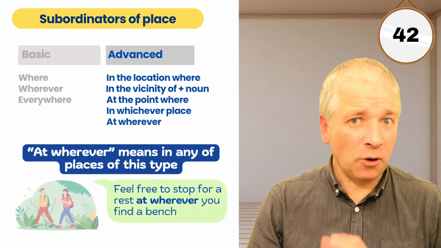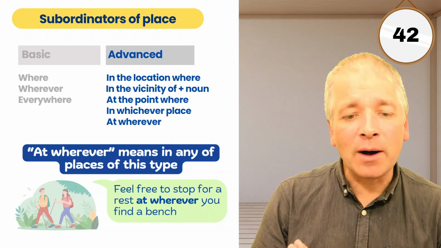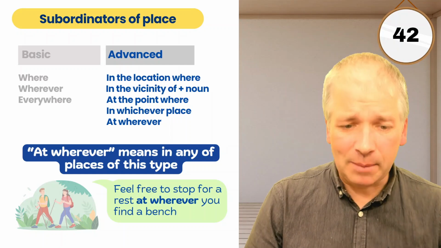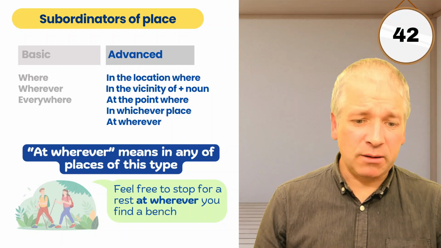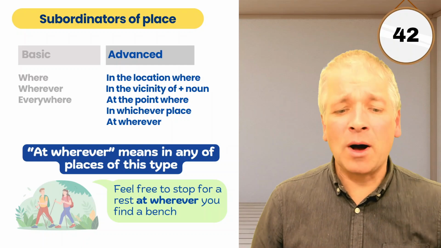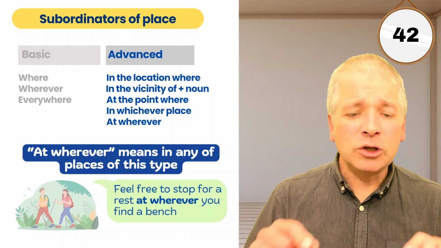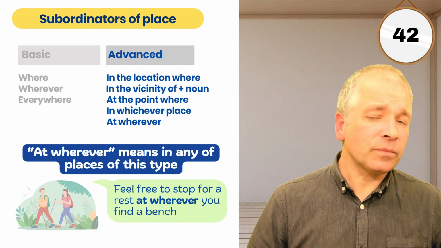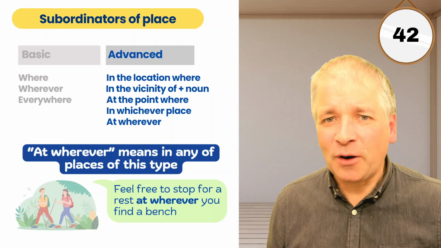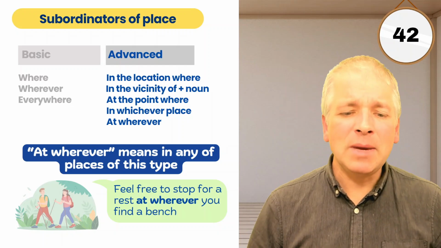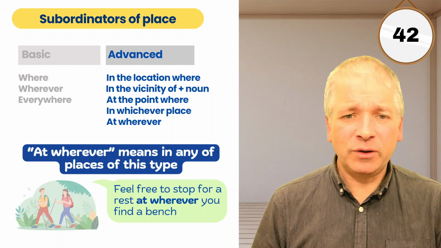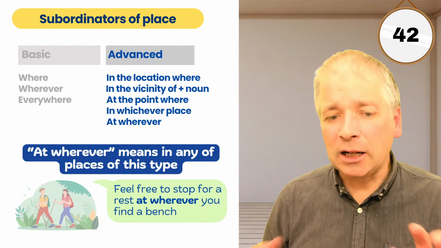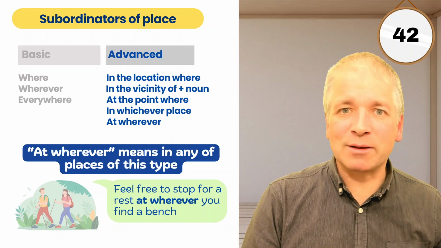One more subordinator of place. At wherever means in any of places of this type. Let's look at the example. Feel free to stop for a rest at wherever you find a bench. So there might be many benches that you could find, but at wherever means when you find a bench, then at that place, do the thing in the main clause. Feel free to stop for a rest.